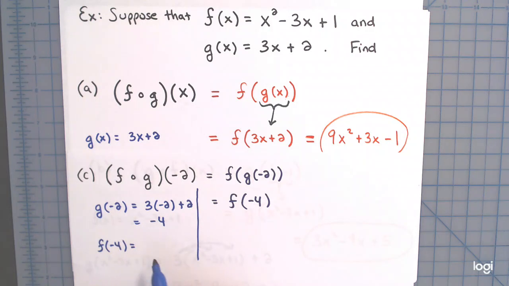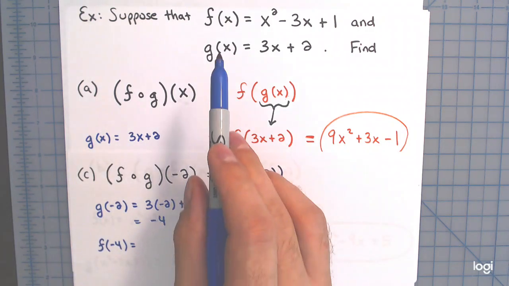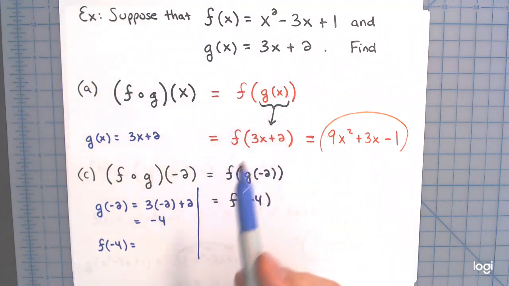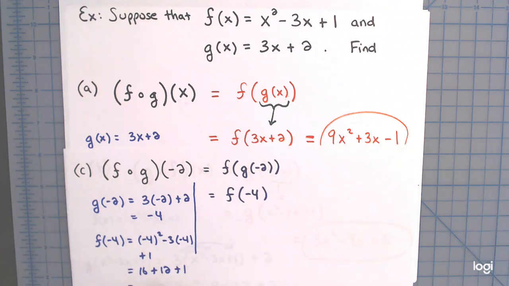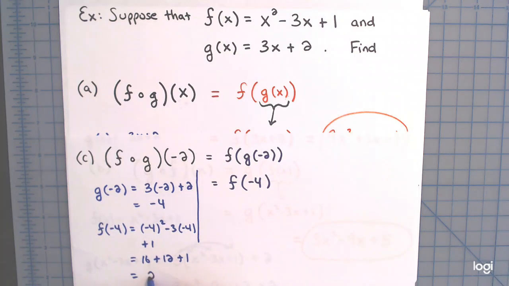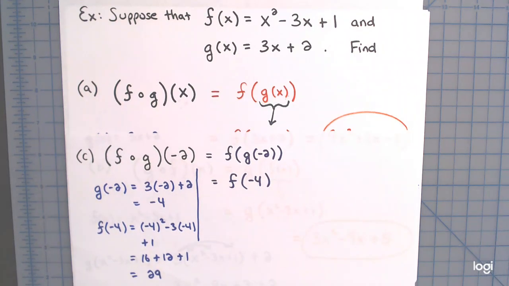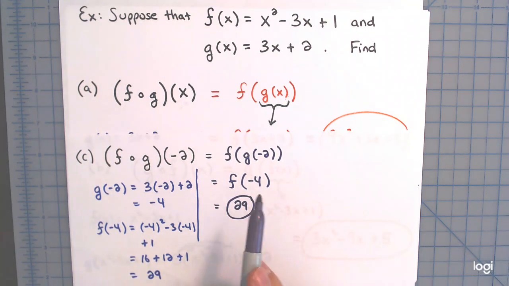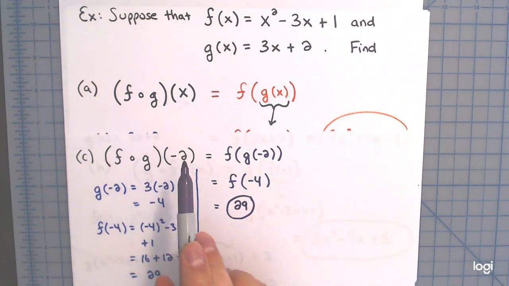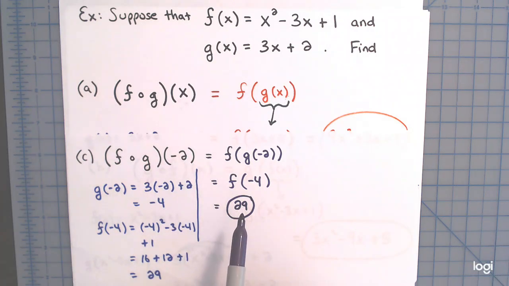And then what is f at -4? Go to the rule for f, replace all the x's with -4. That'd be -4 squared minus 3 times -4, and then plus 1. So that's 16 plus 12, negative times negative, and then plus 1. That's 28 plus 1, that's 29. So that's the final answer here. The value of f composed with g at -2 is 29.